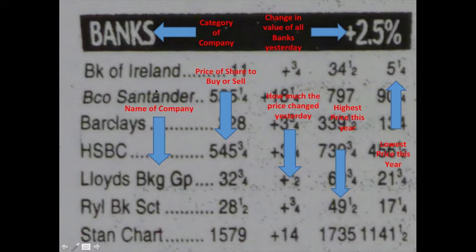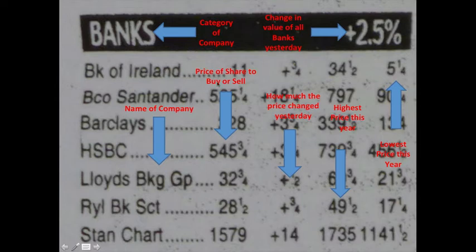The third piece of information, straightforward, you may even recognise some of these, are the names of the companies. Bank of Ireland, Banco de Santander, Barclays, HSBC, Lloyds Banking Group, Royal Bank of Scotland, Standard Chartered. Many of these companies go by these brief abbreviations.